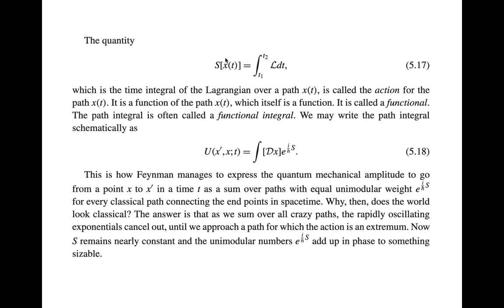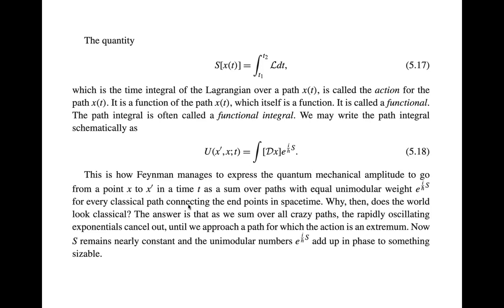So we may write the path integral schematically as this. This is how Feynman manages to express the quantum mechanical amplitude to go from the position x to x prime in a time t as a sum over paths with equal unimodular weight for every classical path connecting the endpoints in space-time. So why then does the world look classical?